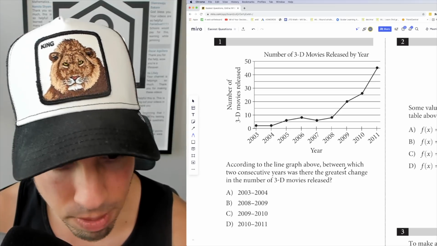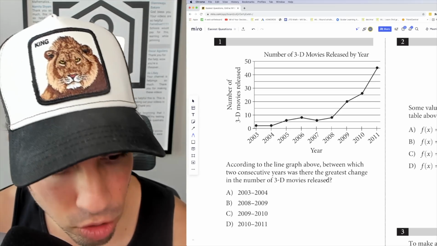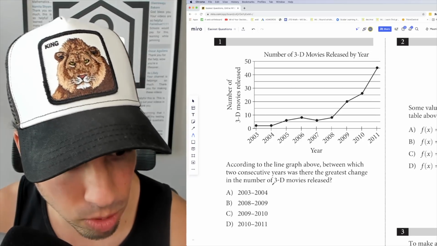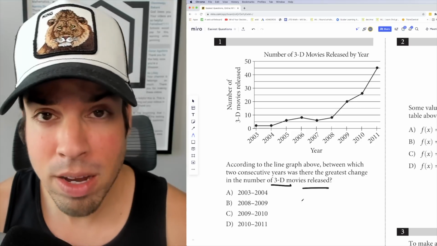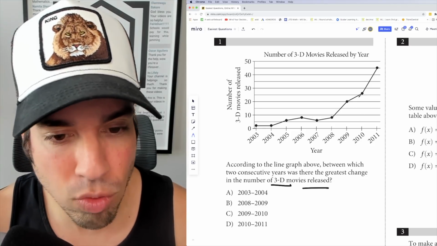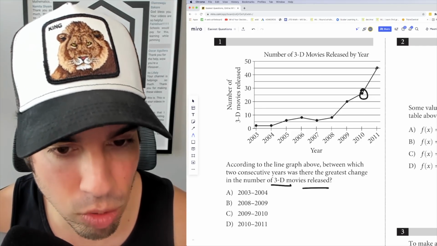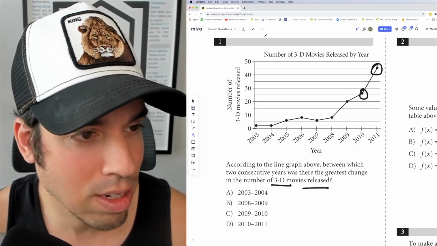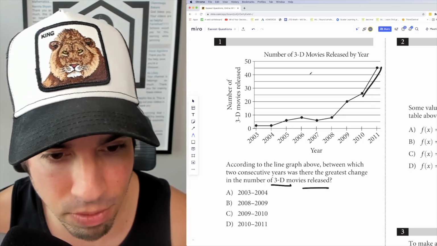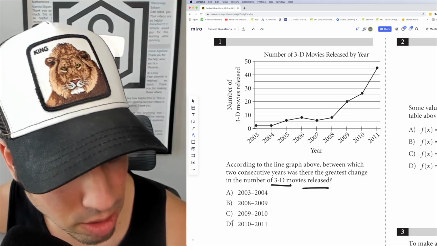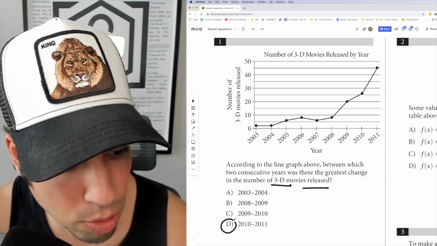According to the line graph above, between which two consecutive years was there the greatest change in the number of 3D movies released? So before I even look at the answers, I can see that the greatest change is definitely occurring from 2010 to 2011 because it's the biggest jump vertically. Lo and behold, 2010 to 2011 is D. Boom, done.